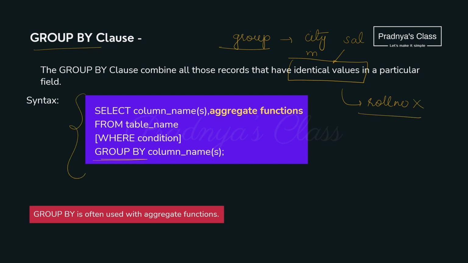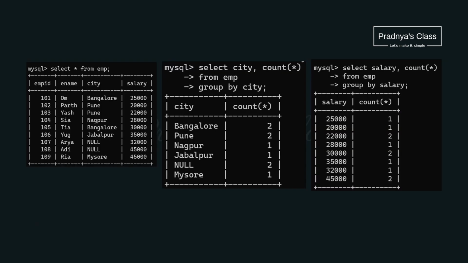Look at the syntax. We will be writing the group by clause after writing from table name, followed by the column name. Generally, grouping is done with an aggregate function. Let's try to understand with one example. Here is our EMP table. Now let's create a group based on city. Look at the query. Select city. We need to do the grouping based on city, so we will display that field. From table name, group by the name of the column.